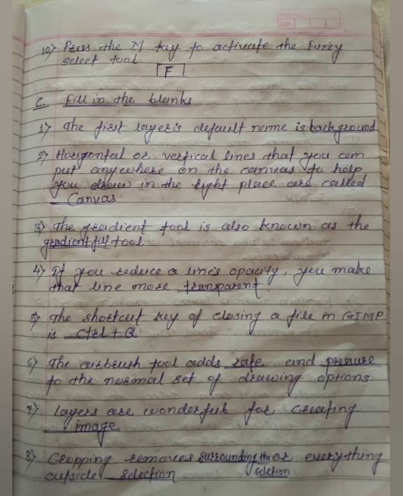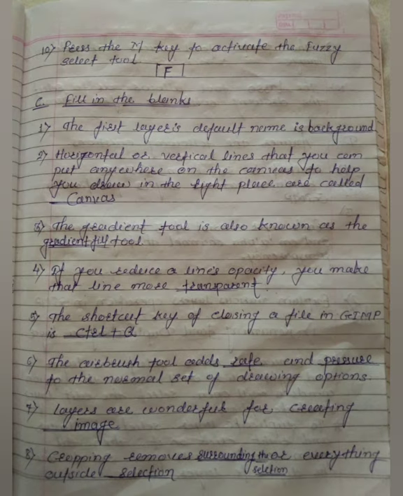Then filling the blanks. For the first layer the default name is background. Second, horizontal or vertical lines that you can put anywhere on the canvas to help you draw in the right place are called guides. Third, the gradient tool is also known as gradient fill tool. Then fourth, if you reduce a line's opacity, you make that line more transparent. The shortcut key of closing a file in GIMP is Ctrl plus Q.